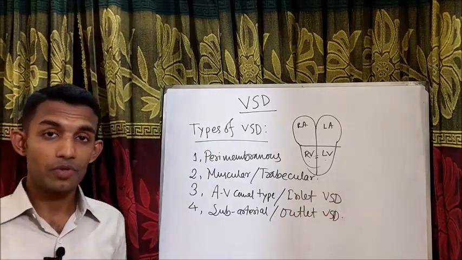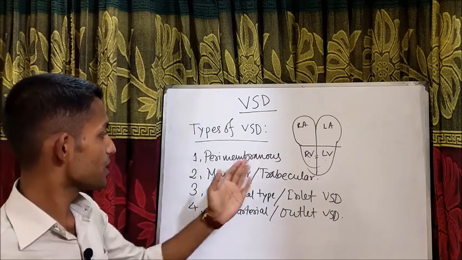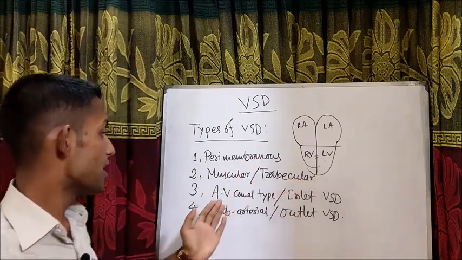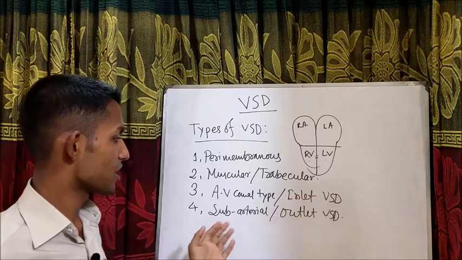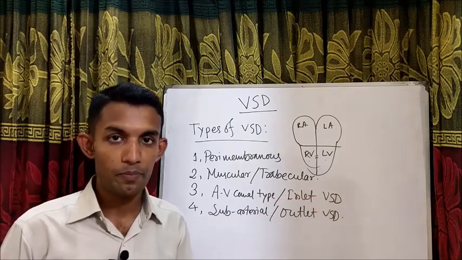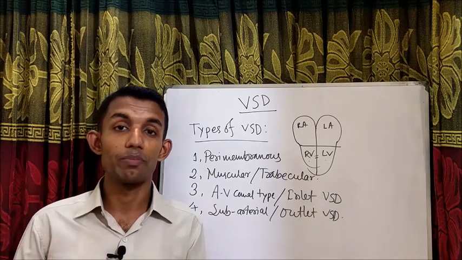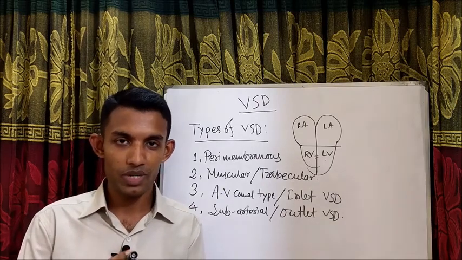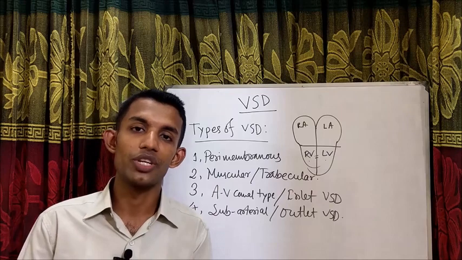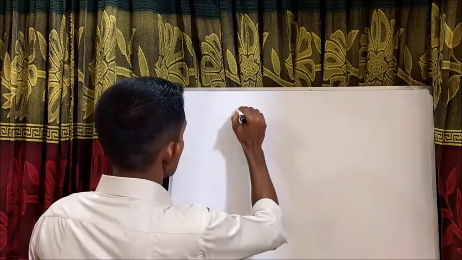So there are four types of VSD: perimembranous VSD, muscular or trabecular VSD, AV canal type VSD or inlet VSD, and subarterial or outlet VSD. To understand these classifications of VSD, we need to know the parts of the ventricular septum. There are several parts or regions of the ventricular septum, and we need to know that to understand these types.